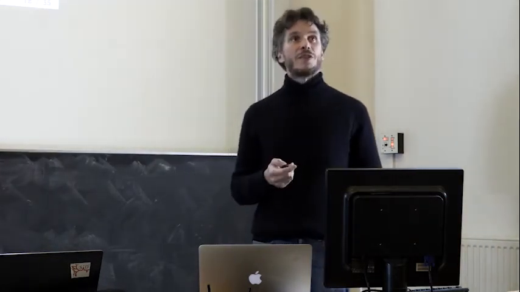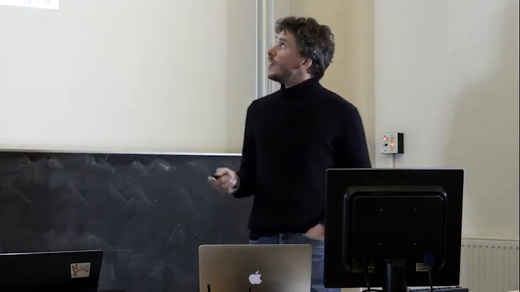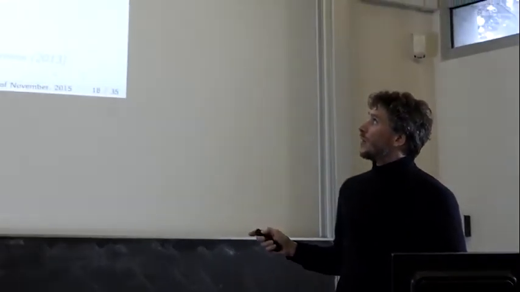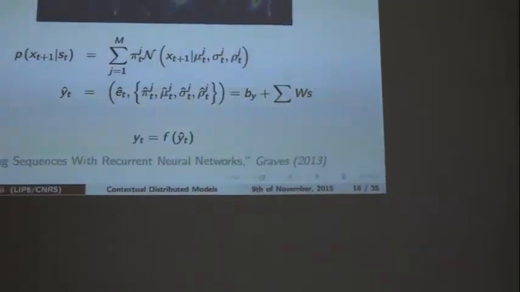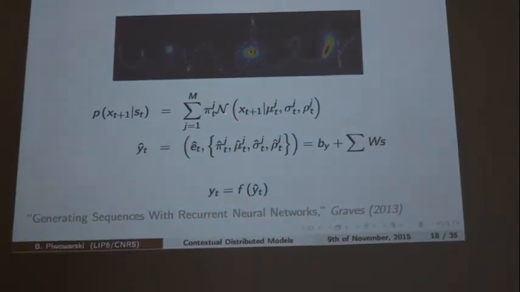Another example is for handwriting sequences. This is a work of Graves in 2013. Basically, you can model the position of a pencil, sampled at given regular time intervals, as a mixture of Gaussians, where the parameters of the Gaussian, so it's a bidimensional Gaussian with two variance parameters and one mean, are represented in a vector space.